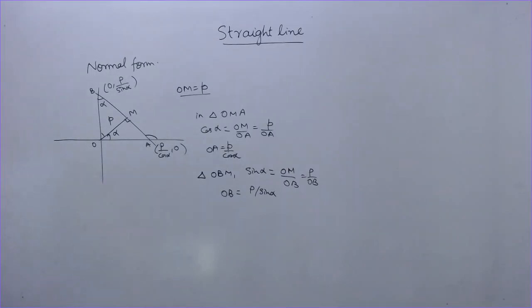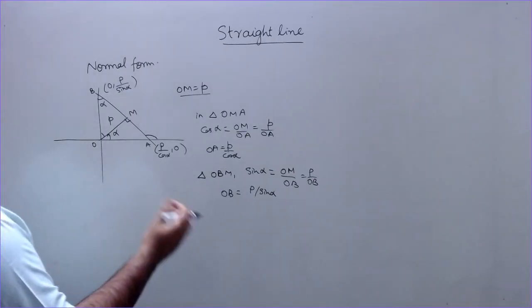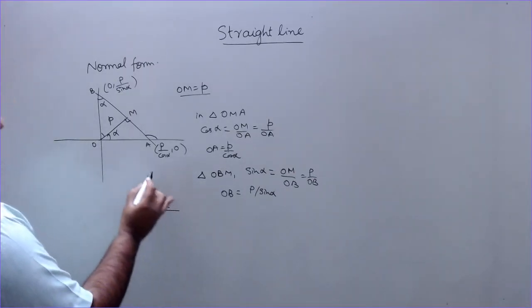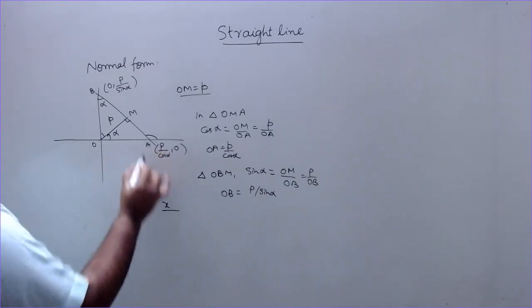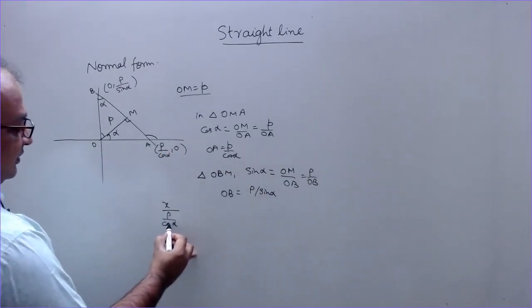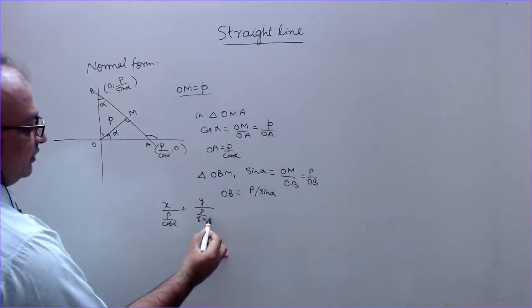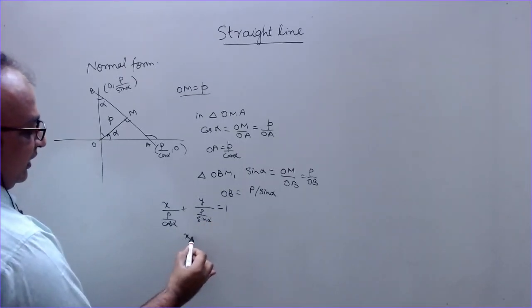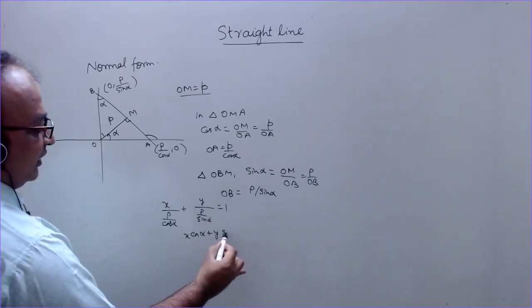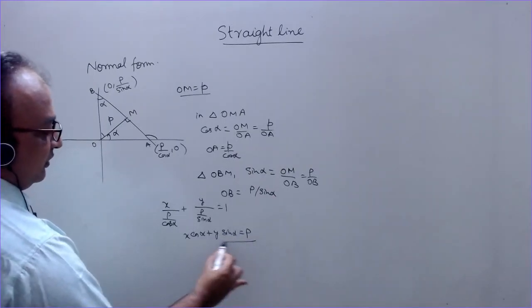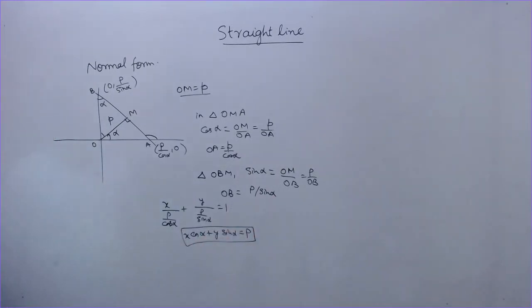Now you can write the equation in intercept form or in slope form or in any other form. If I write this in intercept form, x by the intercept on the x-axis, which is this distance p by cos alpha, plus y upon the intercept on the positive y-axis, p by sin alpha, is equal to 1. Or we can write x cos alpha plus y sin alpha is equal to p. This is the equation of this straight line, called the normal form of this straight line.